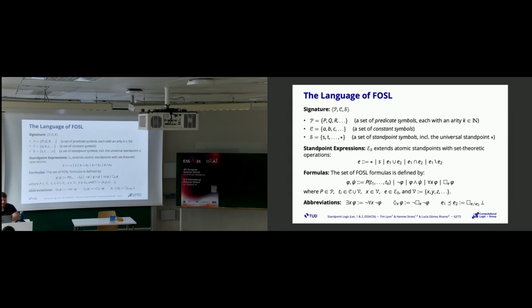We also have in our signature constant symbols. These will be used to denote specific entities in a domain, so to name objects directly so that we can talk about them. And S contains standpoint symbols just as before. And some finite set contains ST, maybe these are primed, and it also contains the universal standpoint.